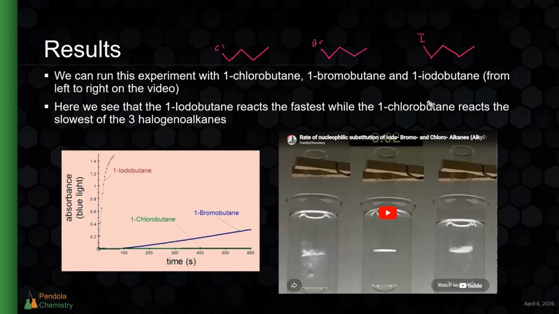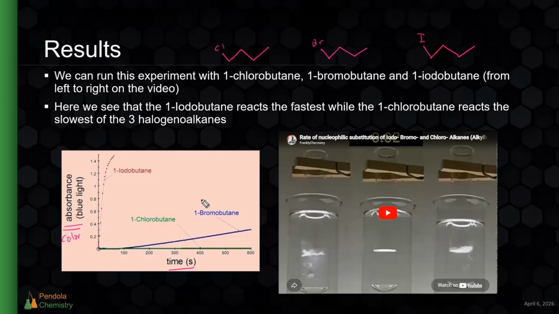out of the 3 halogenoalkanes. We can see that in this graph, and I'll show you the video in a second. So this is a graph of time versus absorbance. Absorbance is a way of looking at color or precipitate. It's a method where we shine light or a laser through a solution, and the darker the solution gets, the higher up the absorbance of the light becomes. So higher up means more color, more opaque.